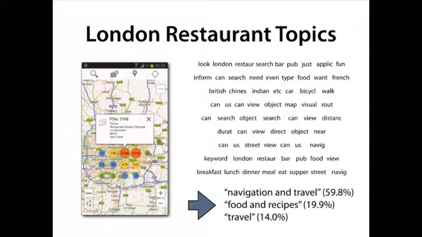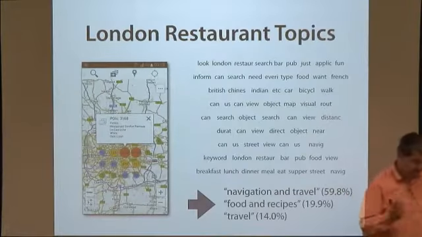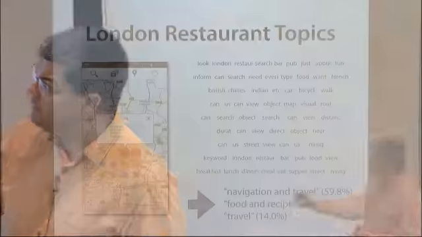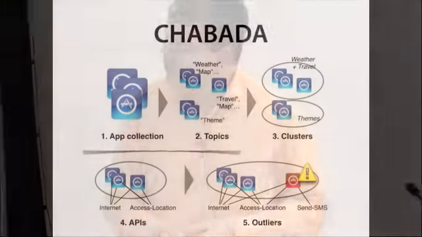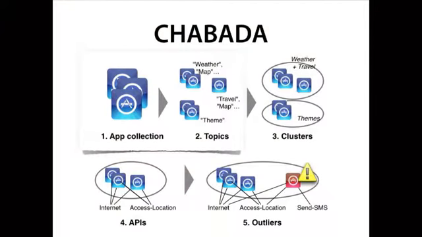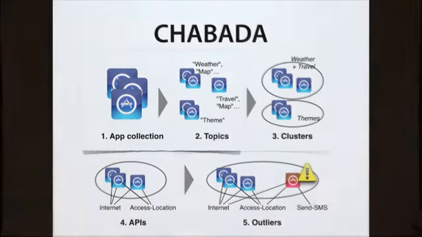Okay, for the London restaurant application, every application could address multiple topics. This would end up in navigation and travel. This is the first topic. It's also about food and recipes, and it's about travel. So this is what we get now. For every application, we have a set of topics that this application addresses. The next thing is we would go and cluster these applications.